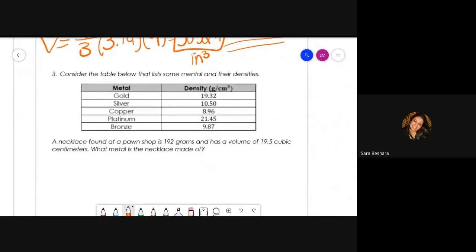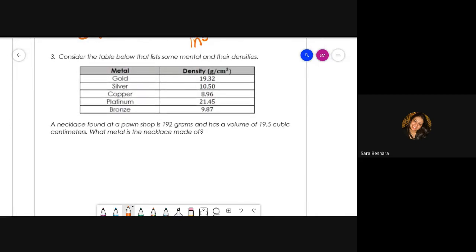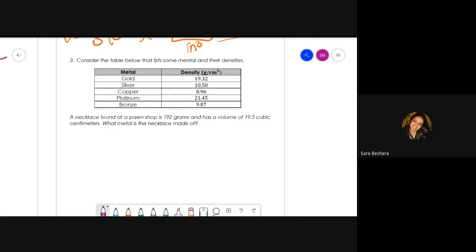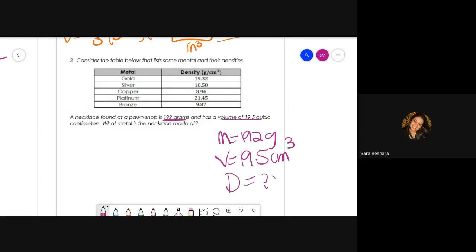Next question will be, consider the table below of some metals and their density. Please remember that I did show you this in the notes video for density. It's the same question as on the quiz, the same concept. A necklace was found in a pond that has a mass of 192 grams. The volume is 19.5 cubic centimeters. What is the necklace made of? We can't tell without knowing what the density is. So we have to find the density.